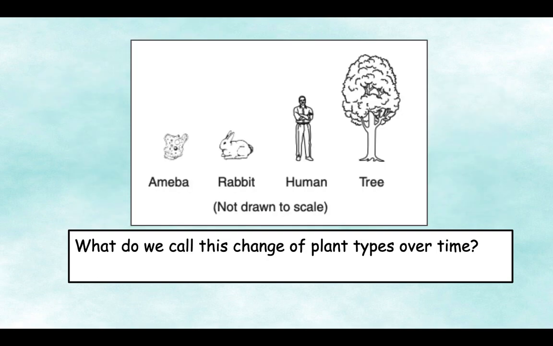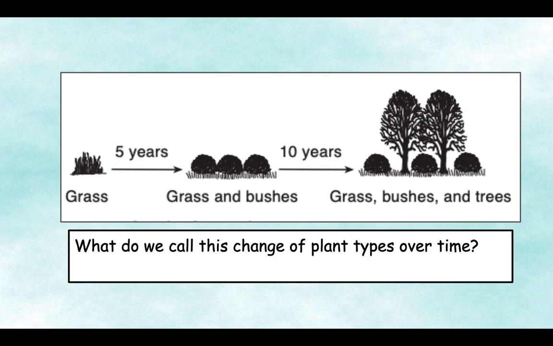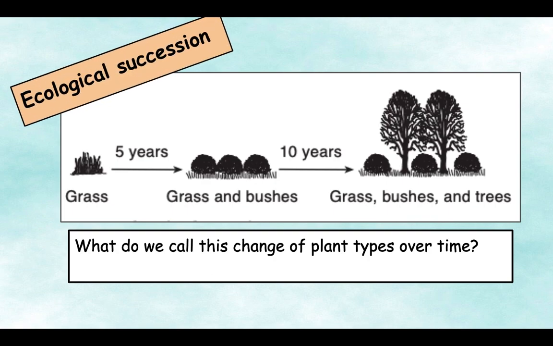We have an amoeba, a rabbit, human, and tree. What do we call this change of plant types over time? Ha! Just wanted to see if you were paying attention. These are not plants. That's better. Grass and bushes. Then we have grass, bushes, and trees over a period of time. What do we call this change of plant types over time? If you said succession, you are correct.